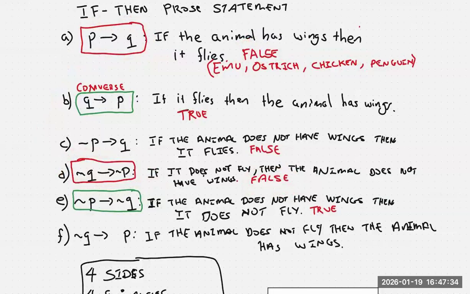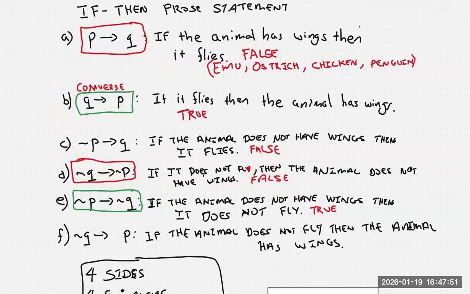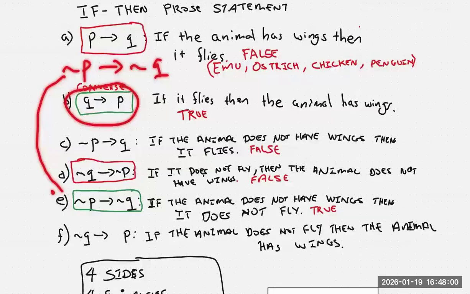And B, the Q implies P. If you negate it and flip it around, not P at the front, not Q at the back, then you end up with E, which is also logically equivalent. True and true.